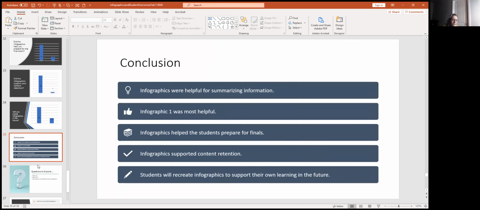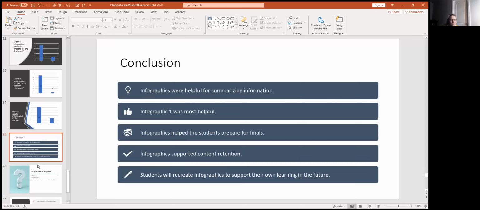So based on just one small study, I'm not saying that infographics are always the answer. I would say in this intersession for this course, they were interesting to the majority of my students. I would have to study it further to look at, would it be effective in chemistry? Would it be effective in engineering? Would it be effective in a semester-long course where they have more time to really delve into each idea?